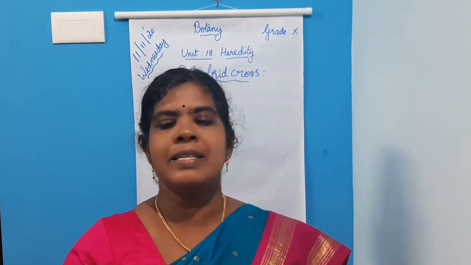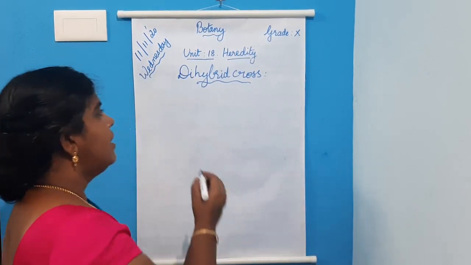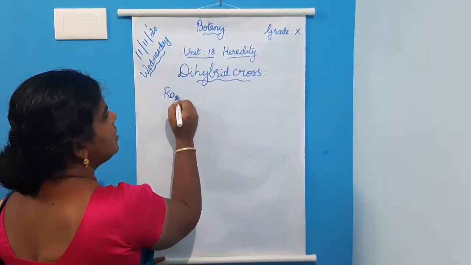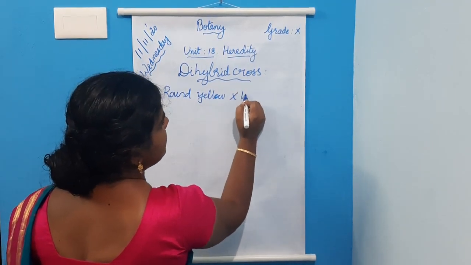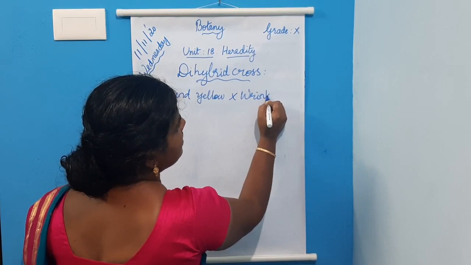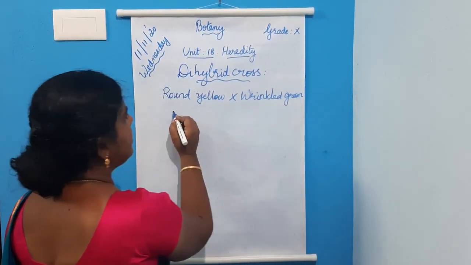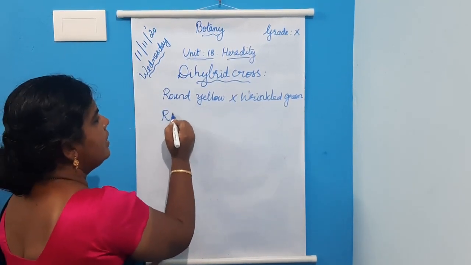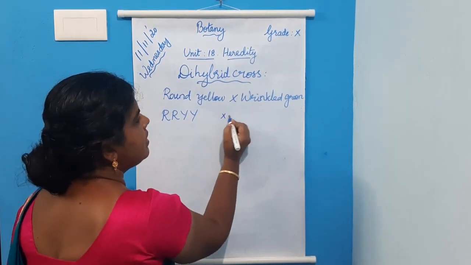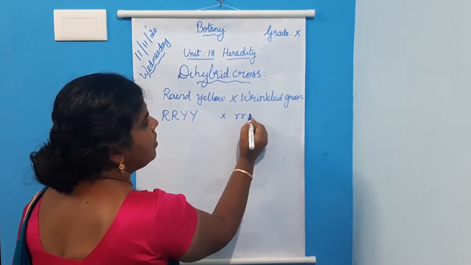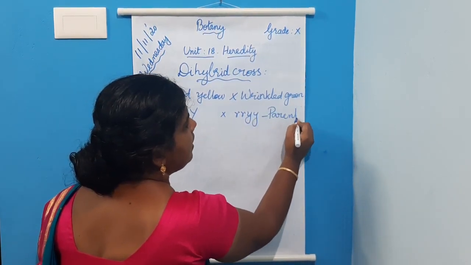These 2 characters he chose for this dihybrid cross. Okay, so he selected round yellow seeds and wrinkled green seeds. Round yellow seeds are represented by capital R, capital R, capital Y, capital Y. Green wrinkled seeds are represented by small r, small r, small y, small y. These are the parents, pure breeding parents.